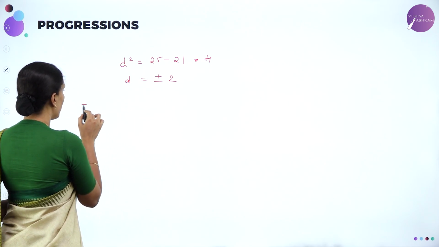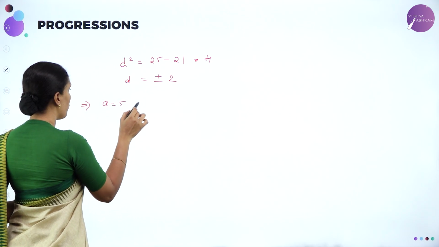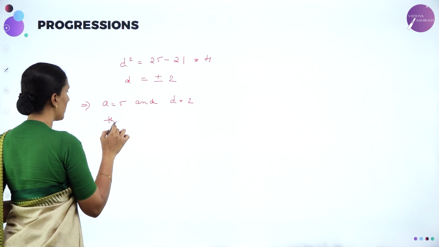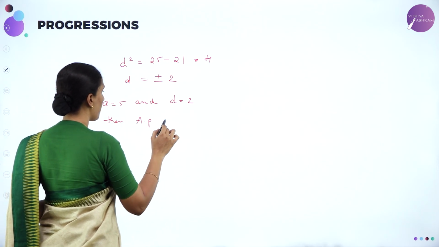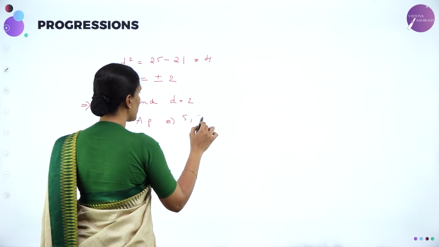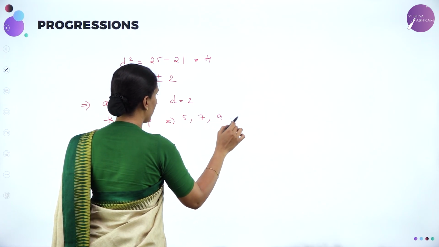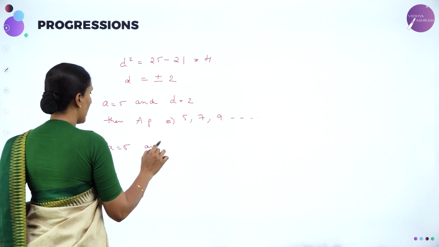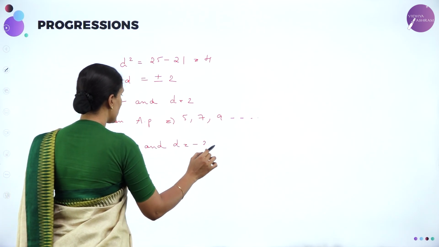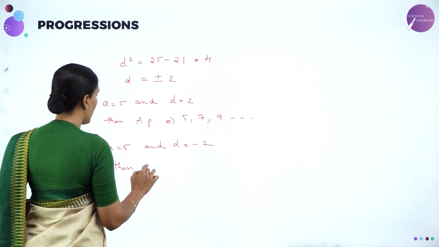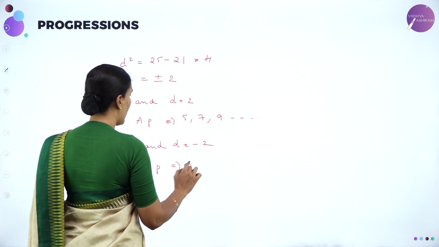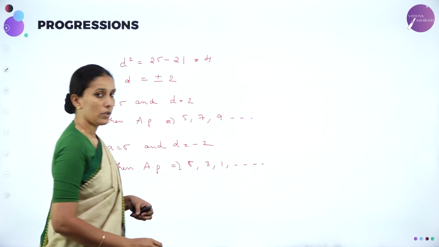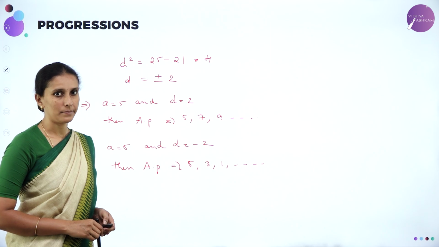Now here if we consider a is equal to 5 and d is equal to 2, then the AP will be 5, 5 plus 2 is 7, 7 plus 2 is 9. Now if we consider a is equal to 5 and d is equal to minus 2, then the AP will be 5, 5 minus 2 is 3, 3 minus 2 is 1, etc. So this is the required answer.